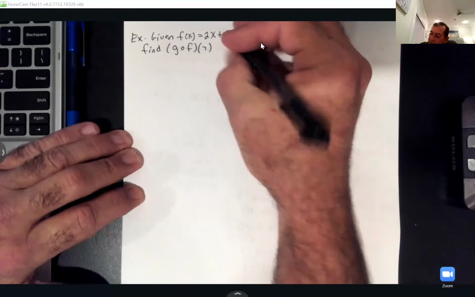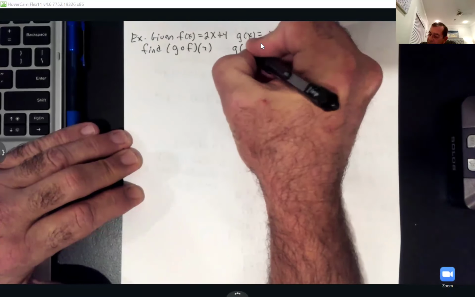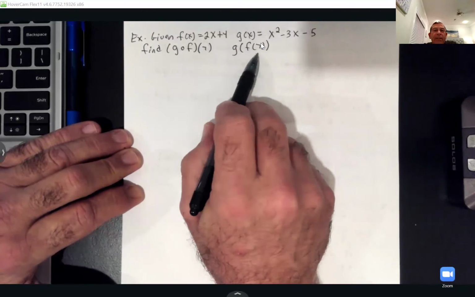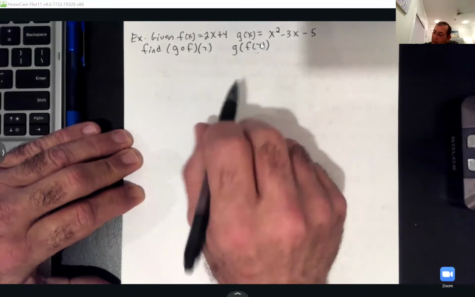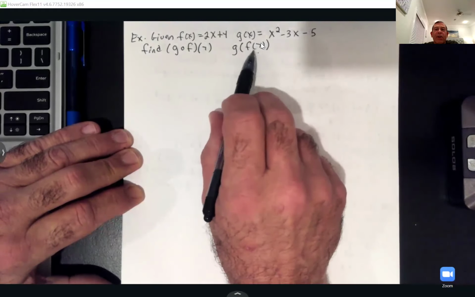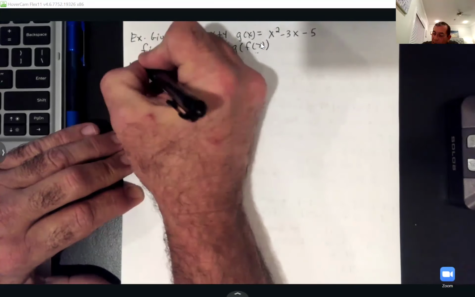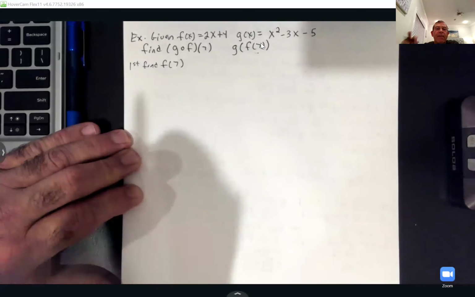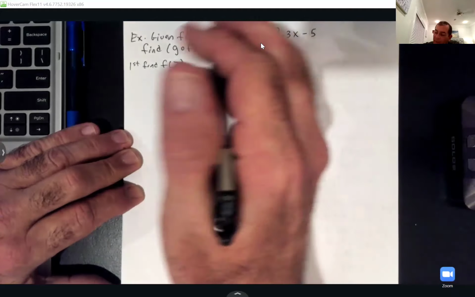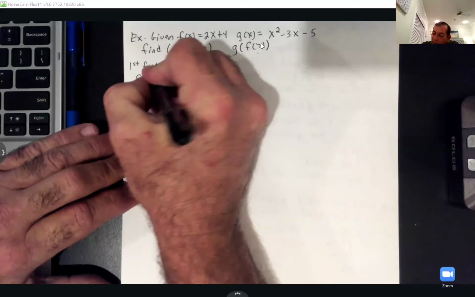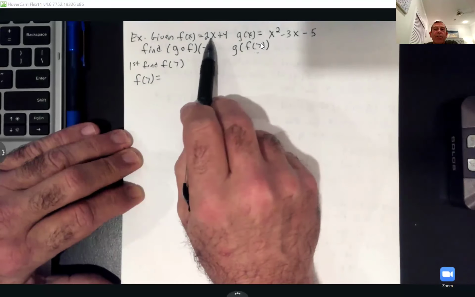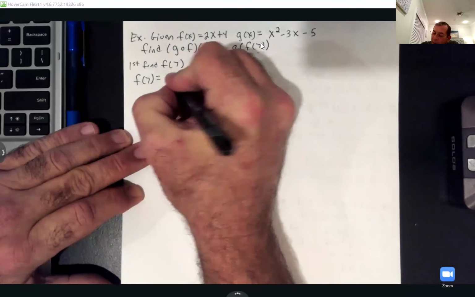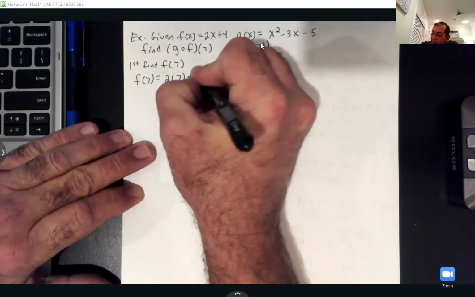Okay, so remember, this is like G of F of 7. So we start with the F of 7, get that answer, and then plug it into the G. So that means the first thing we find is our F of 7. So y'all, F of 7 is going to equal my F equation, and we're going to put a 7 in for the X. So that'll give us 2 times 7 plus 4.